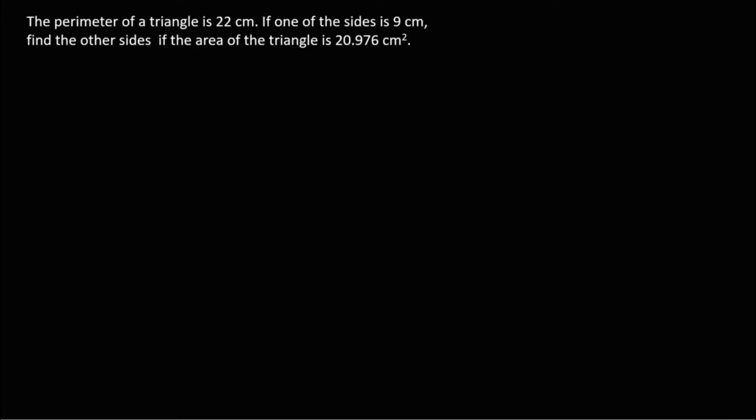To begin with, allow me to draw the triangle, just a sketch. The perimeter, that means the sum of the lengths, is 22 centimeters. One of the sides is 9 centimeters, so let me call this side 9 centimeters. Since the perimeter is 22 centimeters, the sum of the other sides will be 22 minus 9, which is 13. Therefore, the sum of the other two sides will be equal to 13 centimeters.